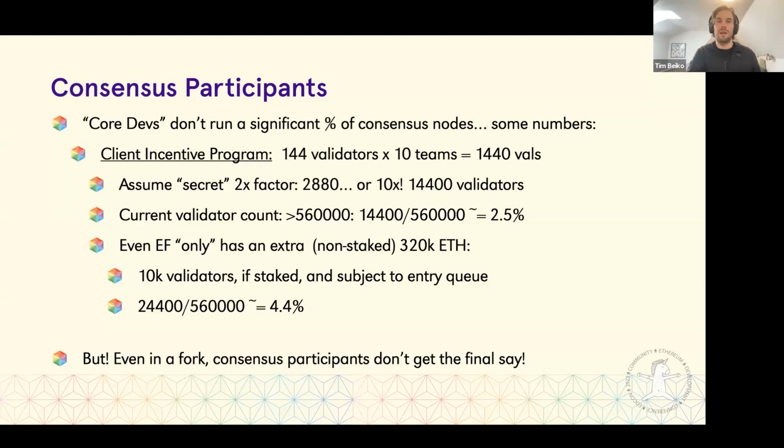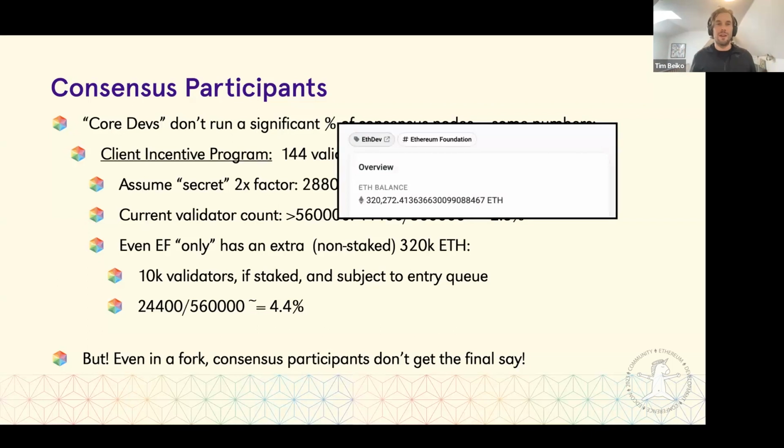And you could imagine, what if the EF joined forces with them? So we coordinate a lot of these changes. So maybe we decide to do this. The EF's balance is public. We have about 300,000 ETH. This is not staked. So we would have to activate all of this as validators, which would be public on chain, or it would cause a delay and whatnot. But imagine we get there. Then we combine with all the client teams, we get about 24K validators, which is 4.4% of the network today, which is still a very, very minor share of the network.